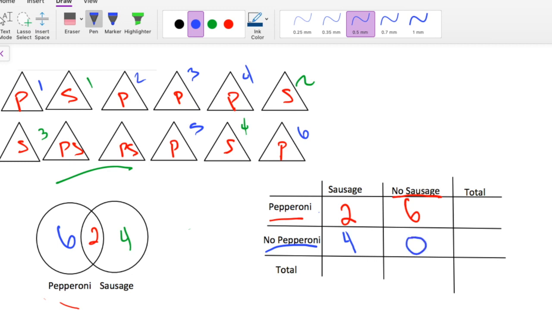And now all we have to do is add. So right here, let's just add the sausage column. 2 plus 4 is 6. And now let's add the no sausage column. Let me delete this line here in case it's confusing you. In the no sausage column, we see 6 plus 0 is 6. All right. And now we just have to do a little more addition. 2 plus 6 is 8. 4 plus 0 is 4.